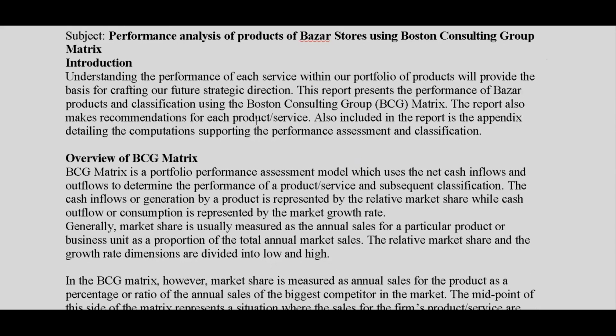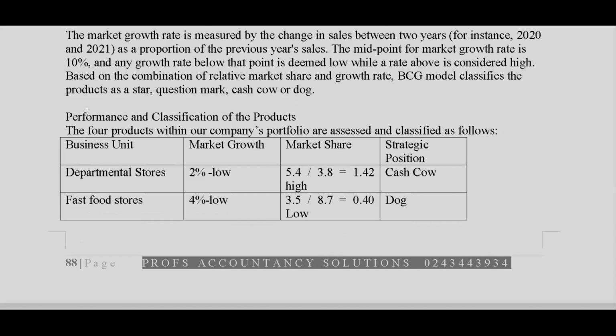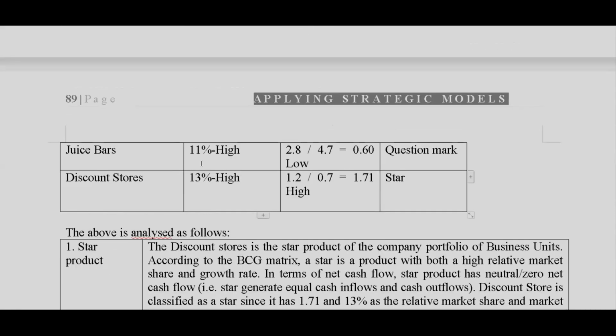Okay, so you can look at it. You talk about the introduction, what this matrix is used for. You look at the overview, because that's what they ask. So you can come up with a performance and classification of the products as part of your appendix. You see, departmental stores was a cash cow, fast food store was a dog. So all of them.